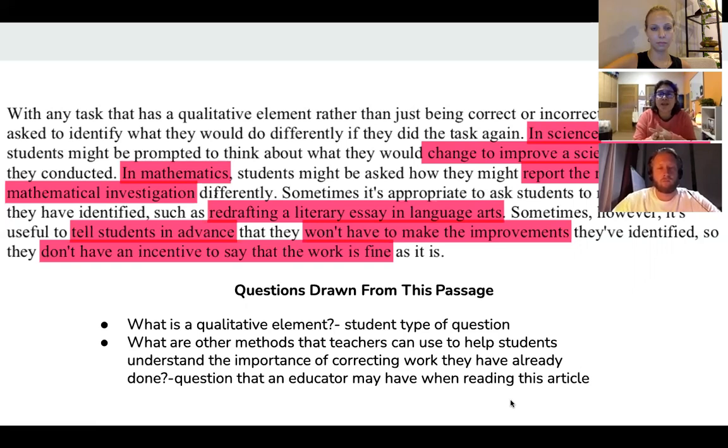Now for an educator, they could look at this, read this article, and maybe think of like, what are other methods that teachers can use to help students understand the importance of correcting work they have already done? So in this way, the question will depend on who the reader is. So you can have a student question, something very basic, what is a qualitative element, or something much more in depth, which an educator might have. So questioning, again, just further helps you understand what you're reading for comprehension.